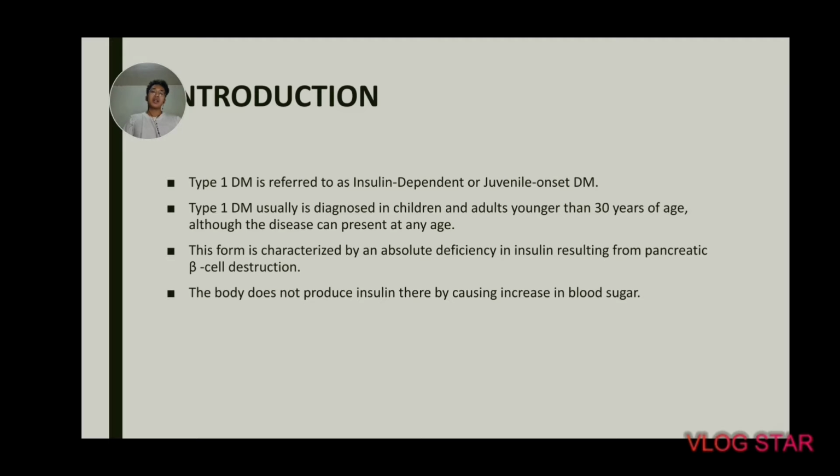This form is characterized by an absolute deficiency in insulin resulting from pancreatic beta cell destruction. Like I said earlier in the first slide, if the beta cells are destroyed, no insulin will be produced, and then the blood glucose cannot be lowered. The body does not produce insulin, thereby causing an increase in blood sugar.